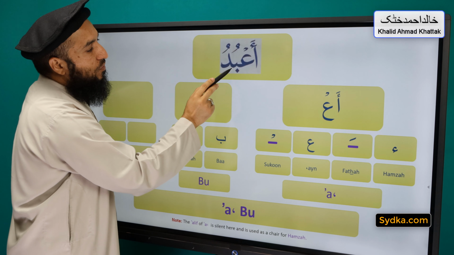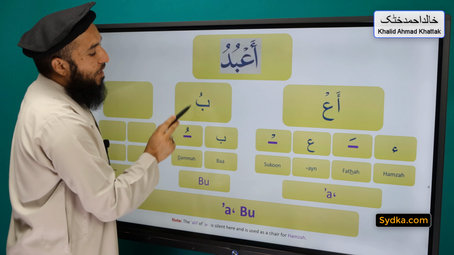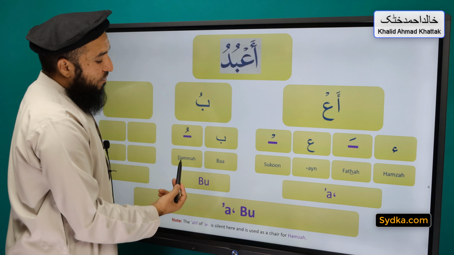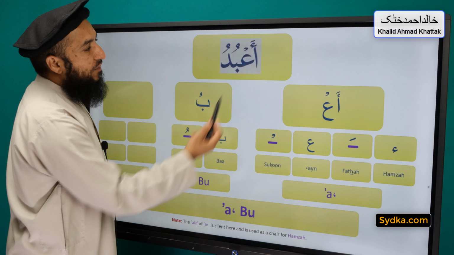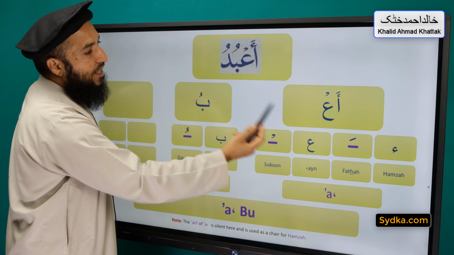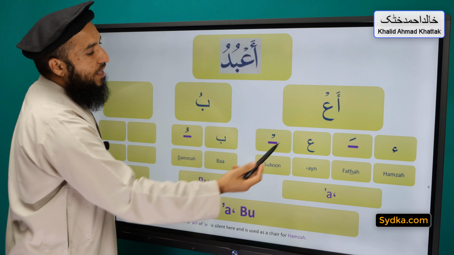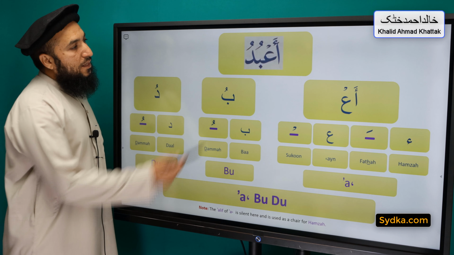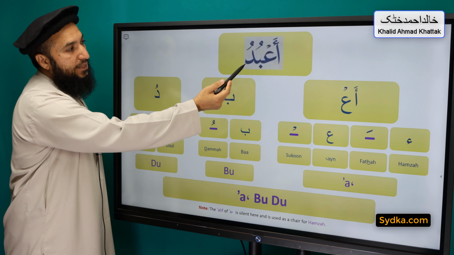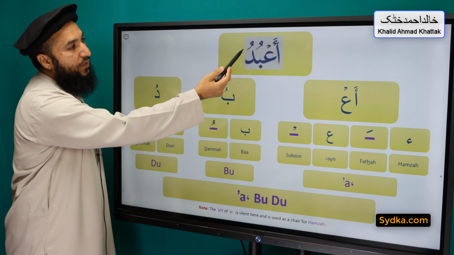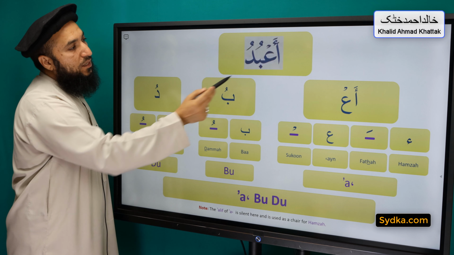Ba dhamma bu. Combining these 2 syllables together we have a'bu. The next syllable we have is dal dhamma du. Dal is a light letter, it has dhamma on top of it, and it is prolonged for 1 count.